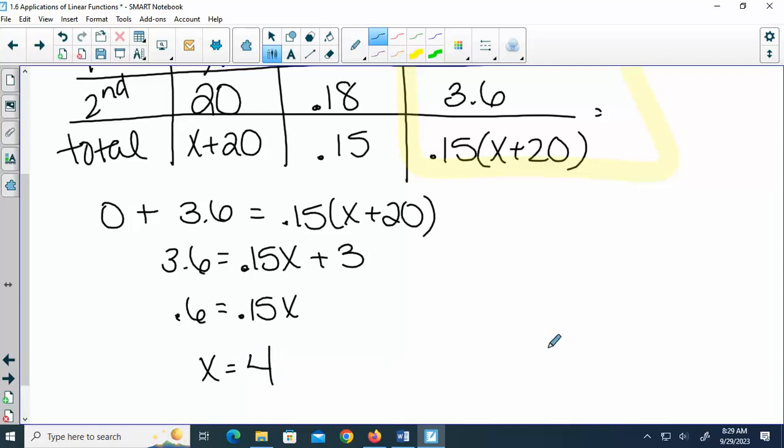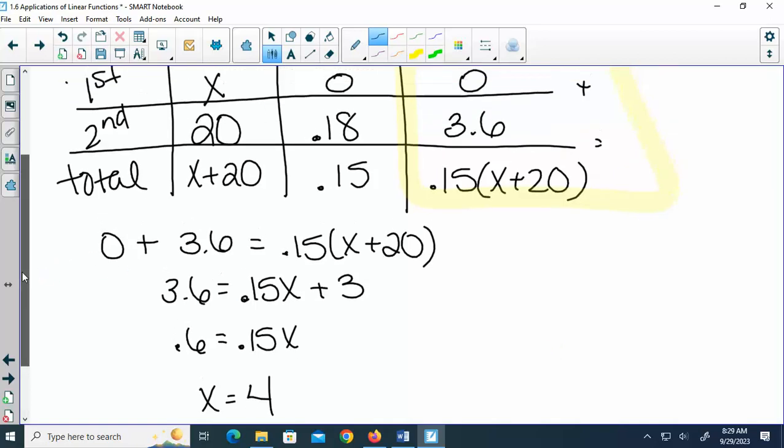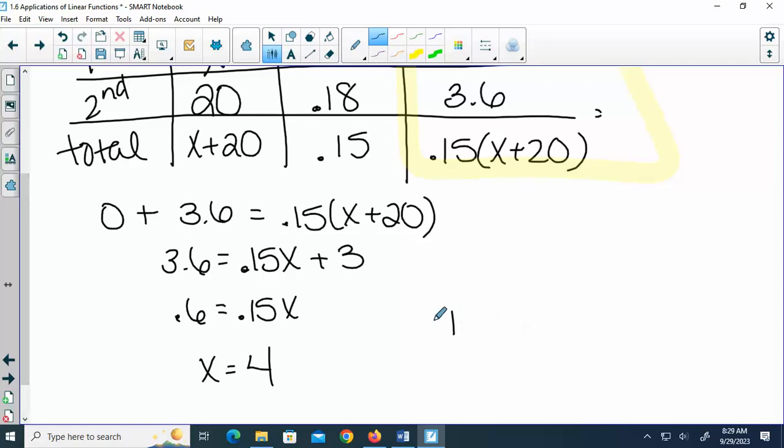Apparently 4 was my favorite answer when I was writing these problems. Seems to be a common answer on these today. Okay, so my question asked how much water, so there should be 4 liters of water. Is that okay?